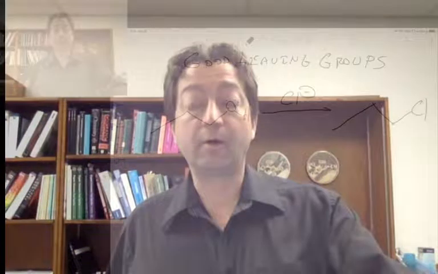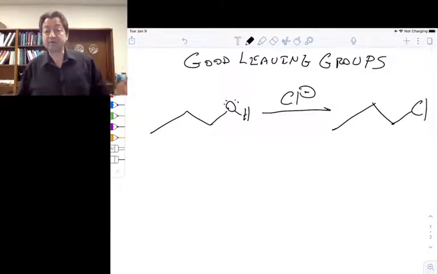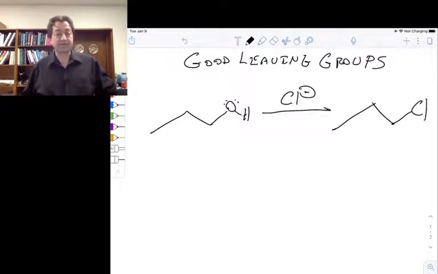And so what we want to do is try and cover a couple of strategies to make bad leaving groups into much better leaving groups, to allow us to accomplish the transformations that we want to make on our organic molecules. So here, for example, is one of the transformations we might want to make. We want to take something like a primary alcohol and convert it into a primary alkyl halide. So convert the alcohol into a halide.